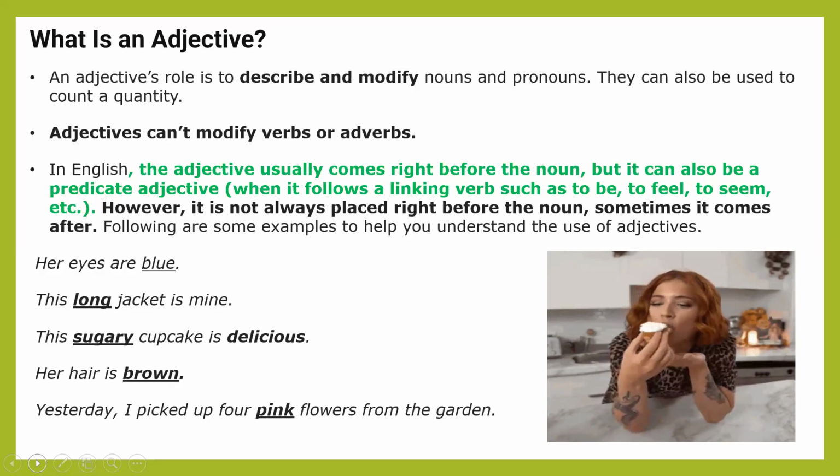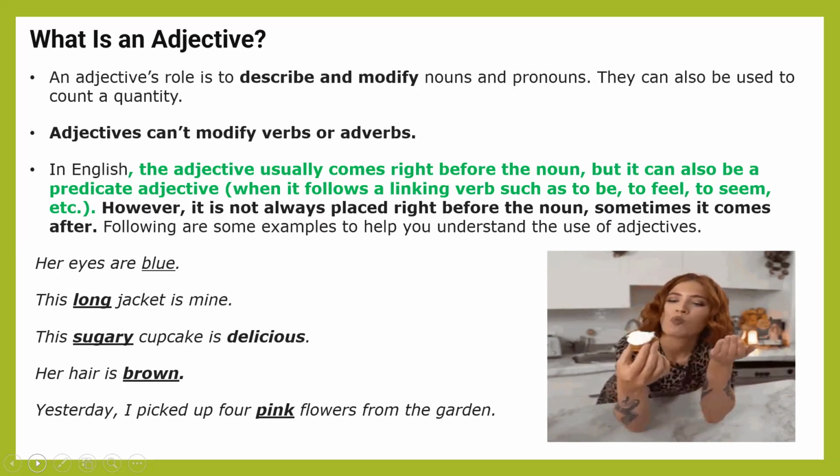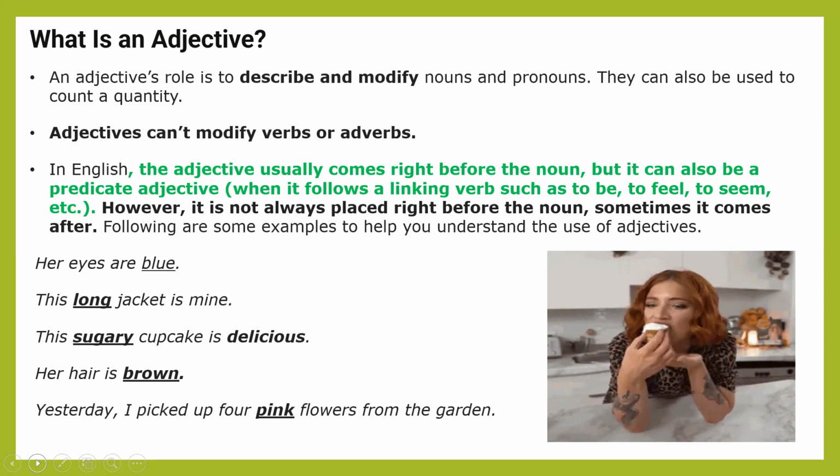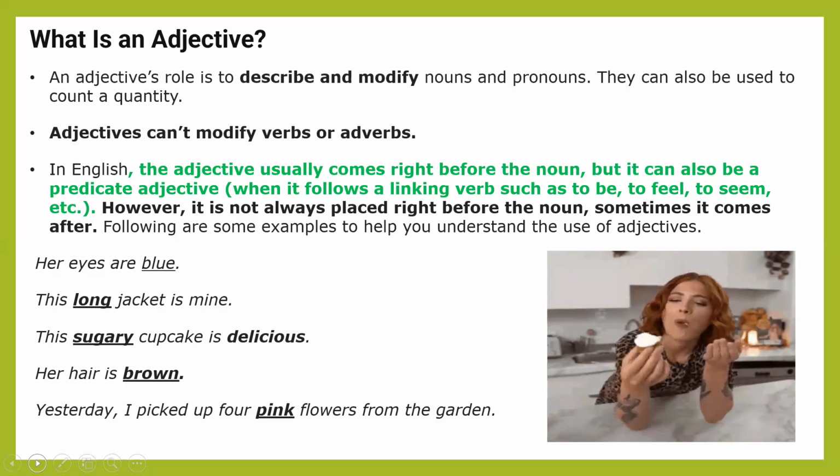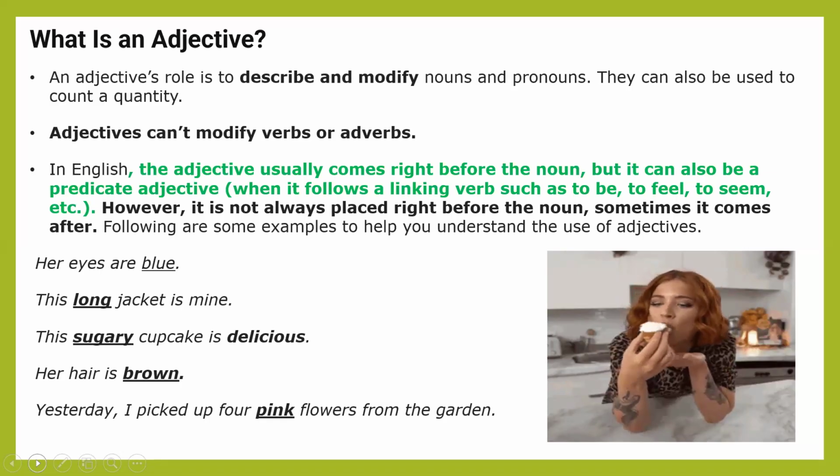Some examples are given. Her eyes are blue. So are is the linking verb, blue is the adjective, and eyes is the noun. This long jacket is mine. So jacket is the noun and long is modifying it, so in this case long is an adjective. This sugary cupcake is delicious. So sugary and delicious both are adjectives. Sugary is describing the cupcake, sugary cupcake, and delicious is about the taste of the cupcake.